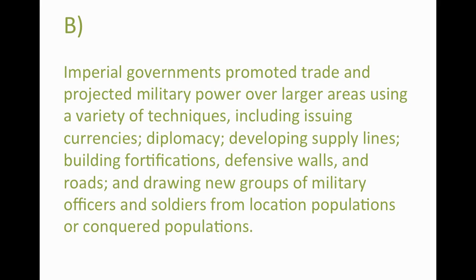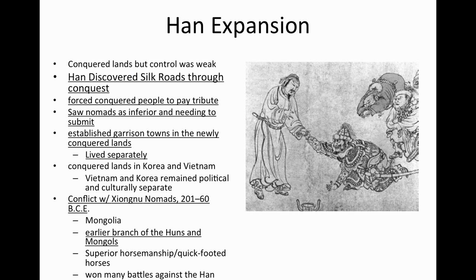Developing supply lines like the Romans, building fortifications like the Romans, defensive walls and roads, and drawing new groups of military officers and soldiers from local populations or conquered populations, the Romans. So you want to be able to articulate how these empires expanded, right?